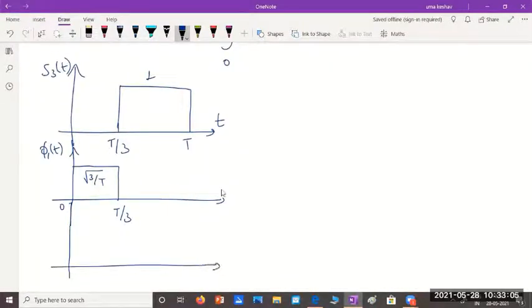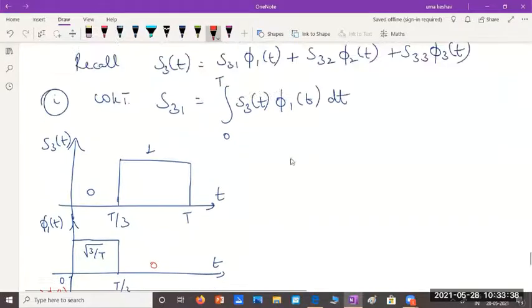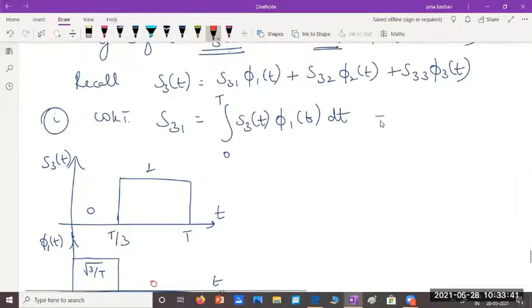You clearly see there is a mismatch in their existence and the timing. So in this interval where phi 1 is root 3 by t, S3 is 0. So when I multiply in this interval, I'll get 0. And again in this interval from t by 3 to t, S3 is 1, but phi 1 is 0. So here also I'm getting 0. So the product S3 of t into phi 1 of t turns out to be 0. So what will happen to this value S31? Even this turns out to be 0.